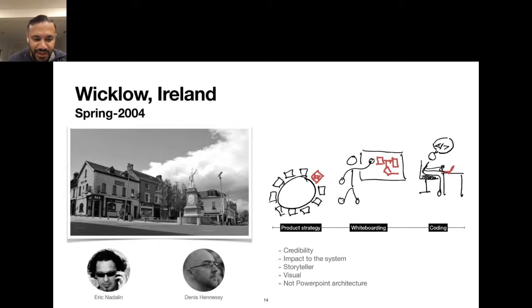His name is Eric Nadelin. The thing that I learned during that meeting is that an architect should have a number of qualities. First is credibility, from the depth and breadth that he or she gains by learning the business as well as the technology. Then the impact that he or she can make on the system by clearly explaining solutions to the different types of problems that we identify. And then the architect has to be a storyteller, a visual thinker, as well as a presenter who can visually explain concepts very nicely.